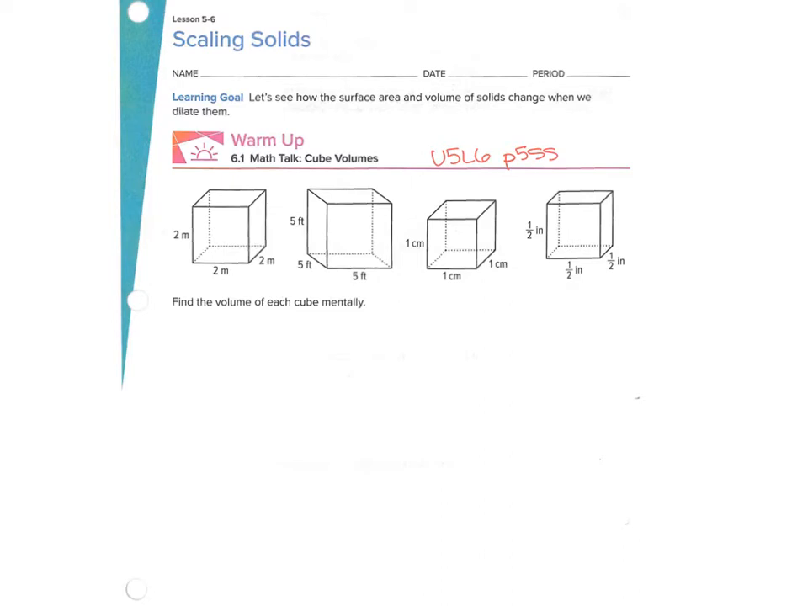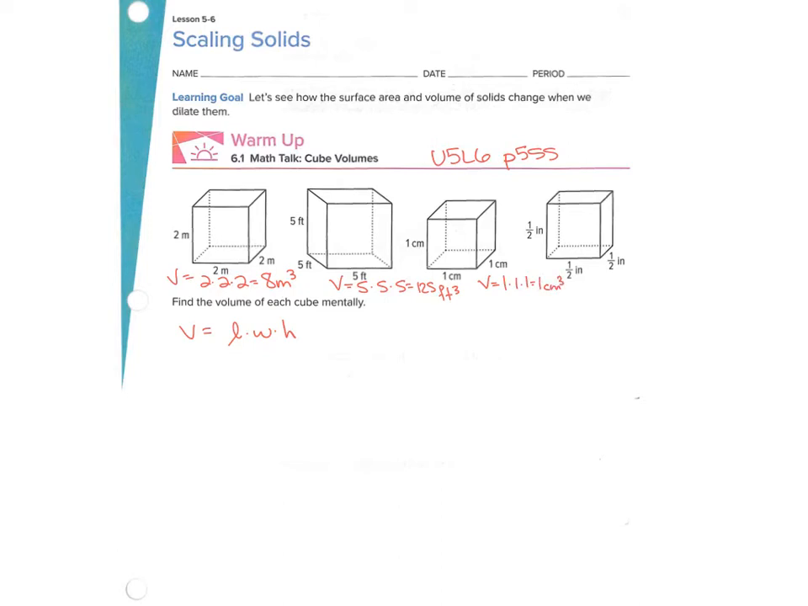The volume of this cube, which is a type of rectangular prism, is the length times the width times the height. So for the first one, my volume would be 2 times 2 times 2, which would be 8 meters cubed. For my second one, the volume would be 5 times 5 times 5, which is 125 feet cubed. For my third one, I have 1 times 1 times 1, or 1 centimeter cubed.